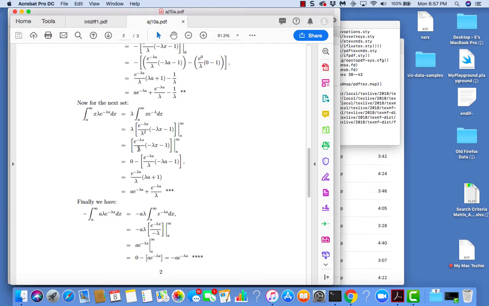So the first term is just going to go to 0, because I'm going to have e to the minus infinity, which goes to 0. This whole term goes to 0. So we have 0. And then when I evaluate at a, I have e to the minus lambda a over lambda times the quantity minus lambda a minus 1. And when I multiply through, I end up with e to the minus lambda a over lambda times the quantity lambda a plus 1. And when I multiply out, the lambdas cancel in the first term. So I have a e to the minus lambda a plus e to the minus lambda a over lambda. So that's my third term.